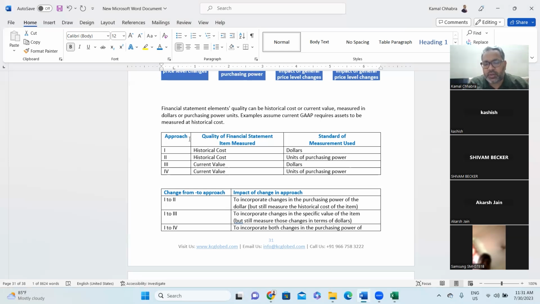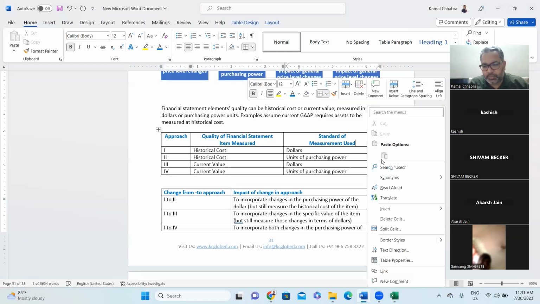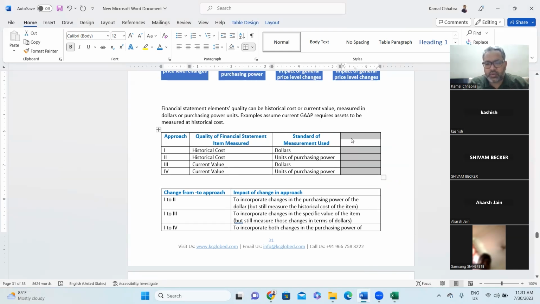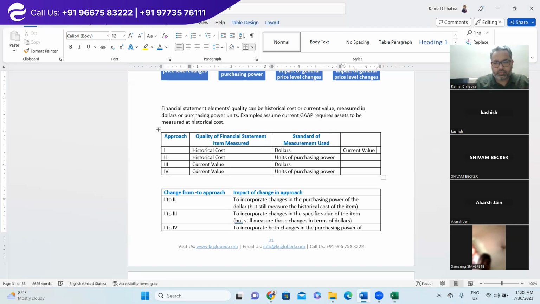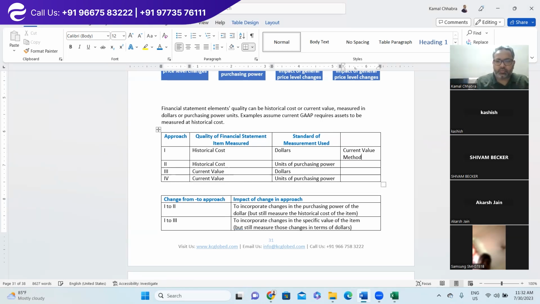So if I add one column here, insert the column, this will fall in which category? Current value. If you are using historical cost and the standard of measure used is the dollar, that means you are using the current value method.